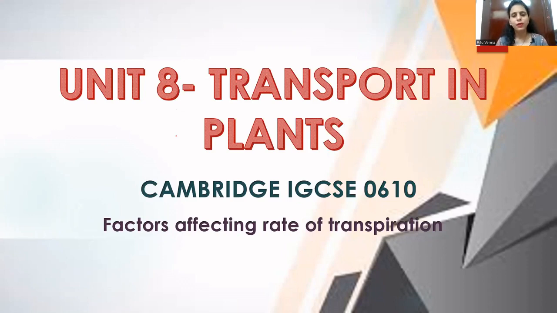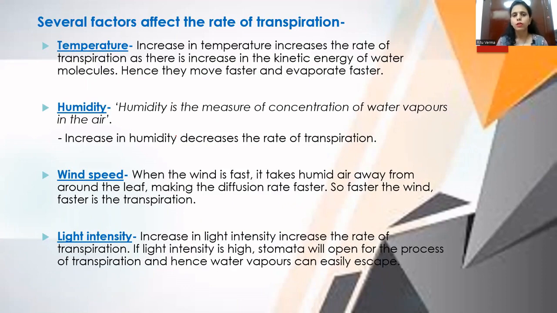Hi everyone. In this video, we are going to discuss the factors which affect the rate of transpiration in plants. We know that transpiration is the process of loss of excess water in the form of water vapors through stomata in plants. And there are certain factors which actually affect the process of transpiration in plants. The first very important factor is temperature.